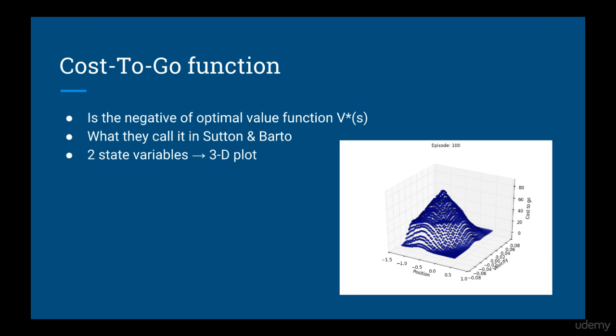One of the functions we'll be plotting is called the cost to go function, which is a strange name, but it's just the negative of the value function. This is what they call it in Sutton and Barto. Because the state space is only two variables, this allows us to plot the cost to go function as a three-dimensional plot, which we'll be doing in the code.